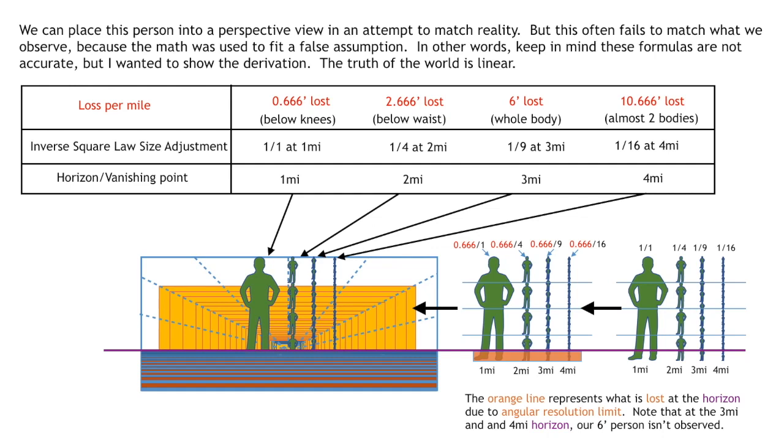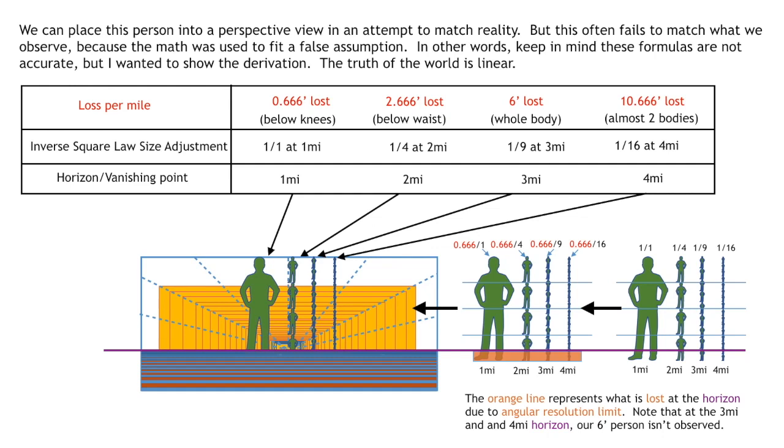So you can see the conversion there going from right to left, and then you can just place that person within the horizon line and you see what you are going to get chopped off at various distances. Our one person here is going to get his legs chopped off at 1 mile. He's going to get half of his body chopped off at 2 miles. We're going to lose an entire person at 3 miles, and we're going to lose 2 entire people, or almost 2 entire people, at 4 miles. It's just going to keep going from there.